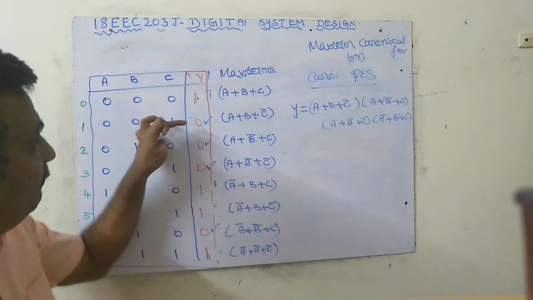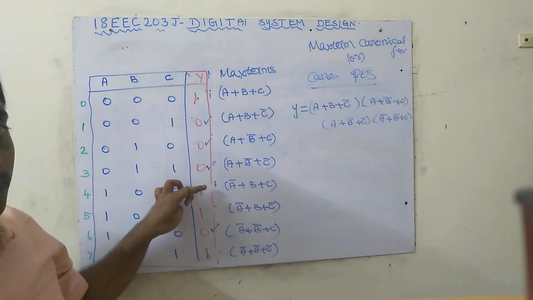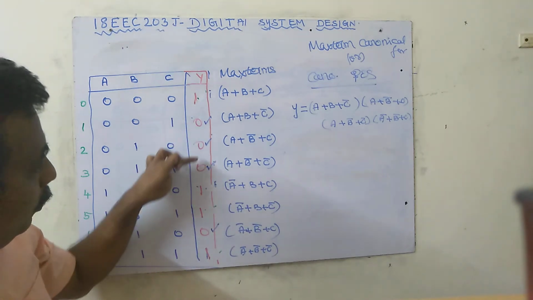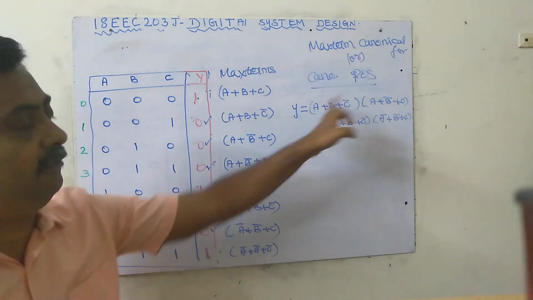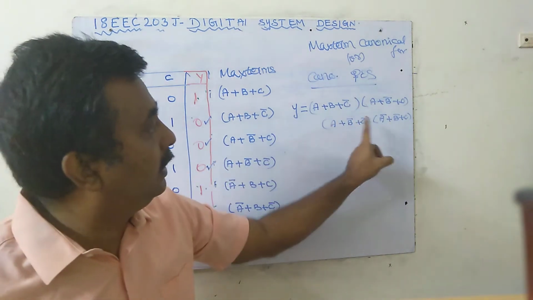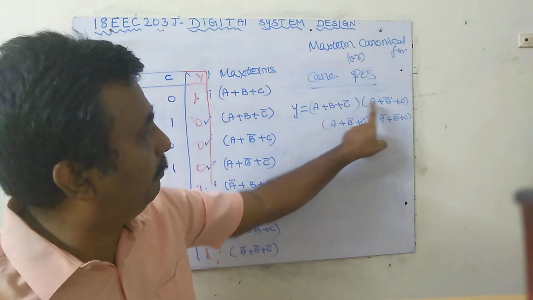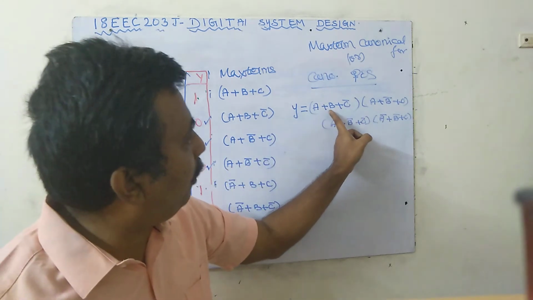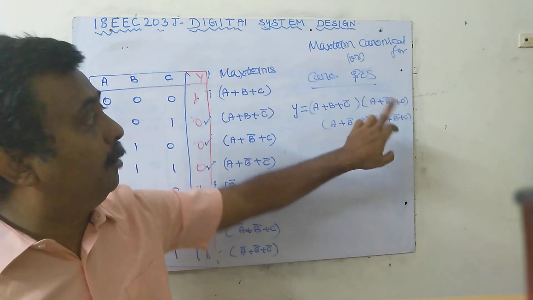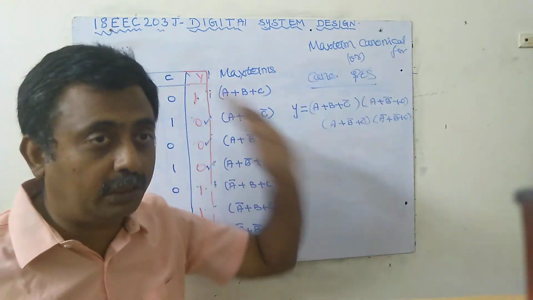Max term canonical form means here we have to multiply the max terms. Which max terms? Where we are getting output 0. We should not consider 1 here. Where the output is 0, that max term we have to select and take the product. Already we have the sum in each max term, then we have to product it. So this is product of sums. The previous equation and this equation are both the same.